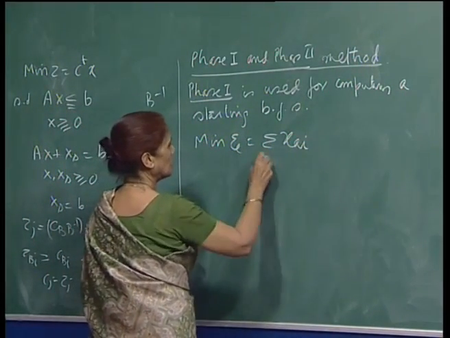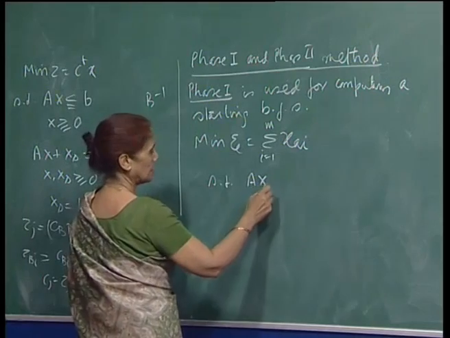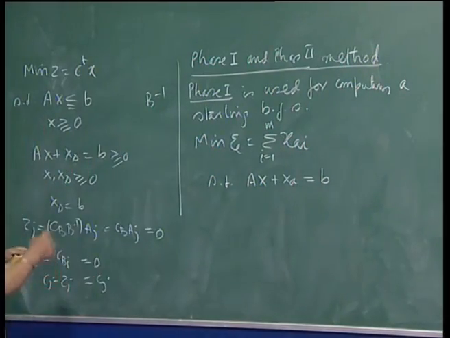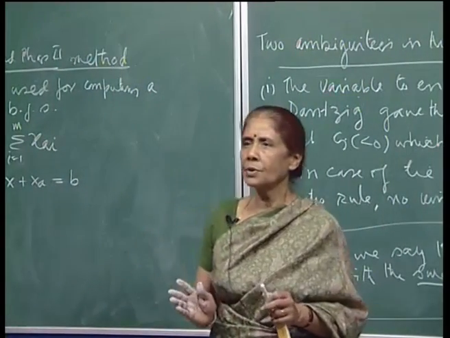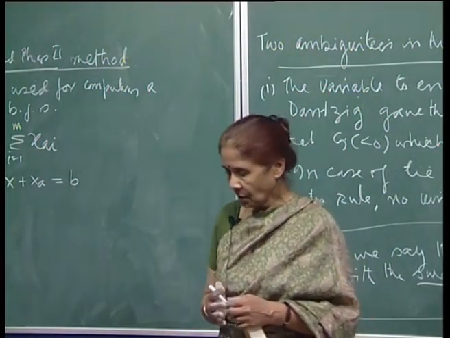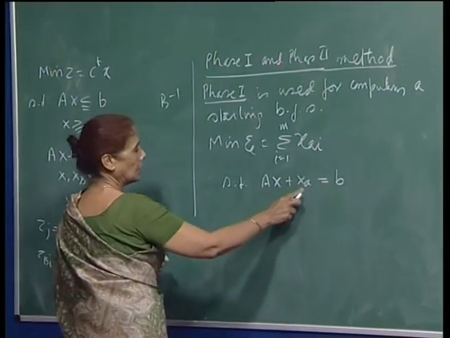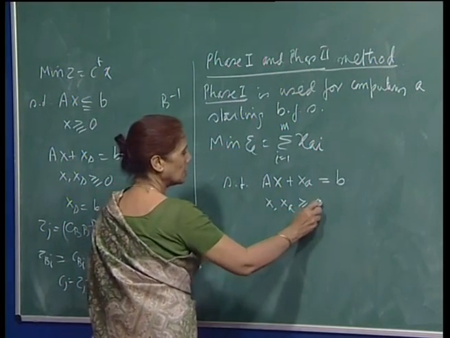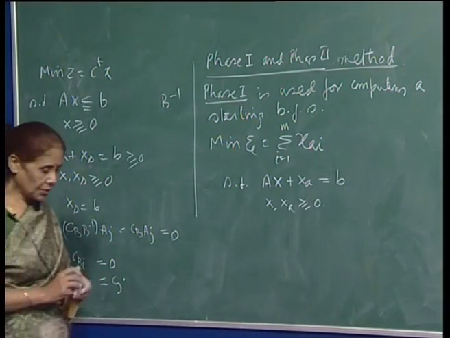So what we do is we say, transform the problem to minimize psi equal to summation xai, i varying from 1 to m, subject to Ax plus xa equal to b. So that means whatever kind of constraints you have, I first reduce it to equality form, as I discussed with you right in the beginning, that by adding slack and surplus variables you can always reduce the inequality constraints to equality constraints. And so I have an equality system. Now I add artificial variables, which are all non-negative. So this is the problem I will first solve.